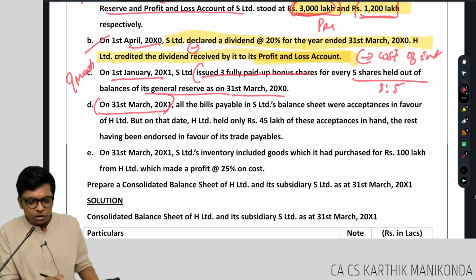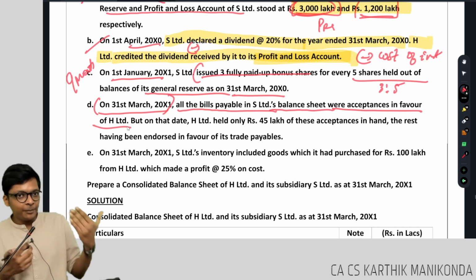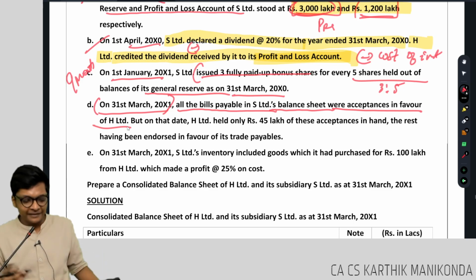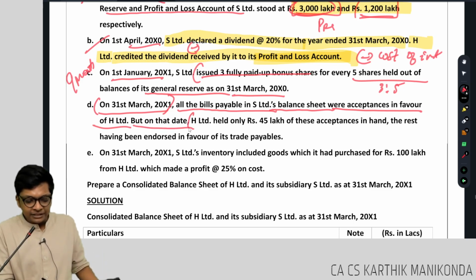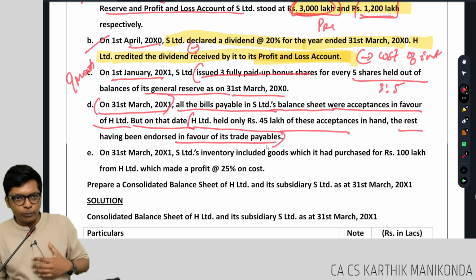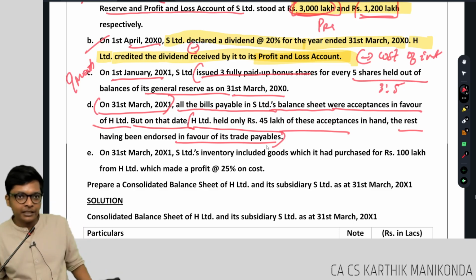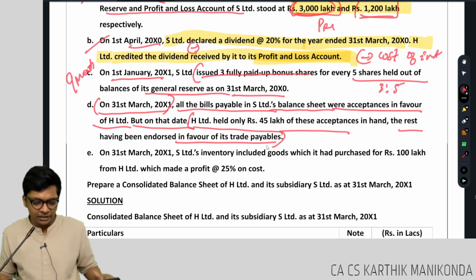On 31st March 2021, all the bills payable in S Limited's balance sheet were acceptances in favor of H Limited. Intercompany: here bills payable, there bills receivable. But on that day, H Limited held only 45 lakhs of these acceptances in hand. The rest have been endorsed in favor of trade payables. I'll explain that when we get to that point, the last step, but for the time being, this is something to do with intercompany. Step number 7, after the reserves. At that time we'll deal with it.